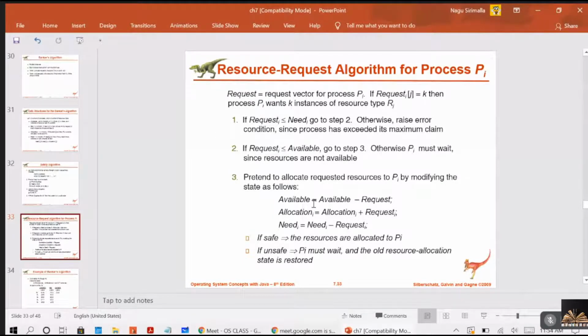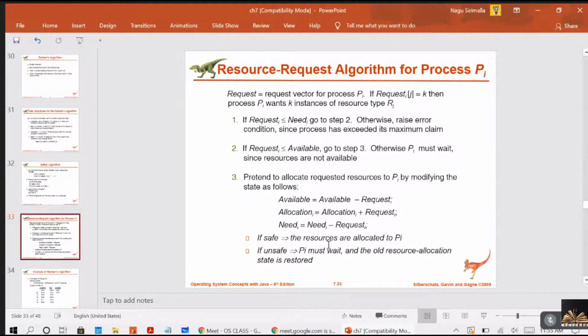Now pretend to allocate the requested resources to Pi by modifying the state as follows. I am allocating some resources to the process. Then what happens? Available will become available minus request. Some set of resources are available, and some resources are allocated to the process which is requesting them. So Available = Available - Request. Allocation of i = Allocation of i + Request. Need of i = Need of i - Request. Try to understand these 3 steps.